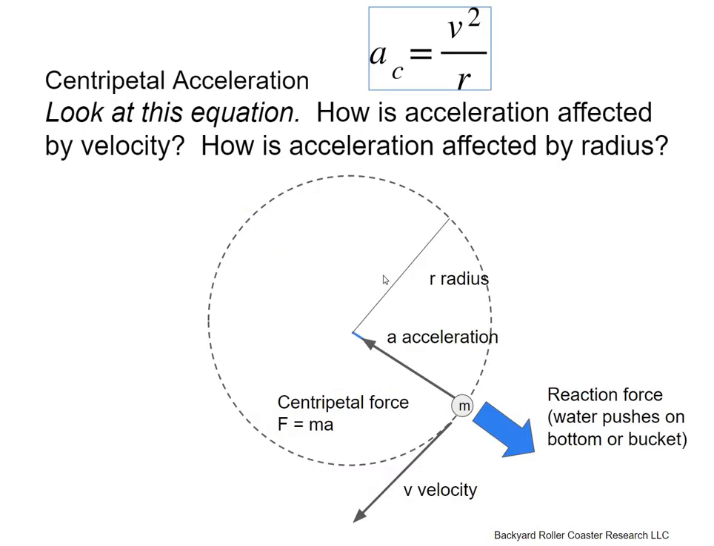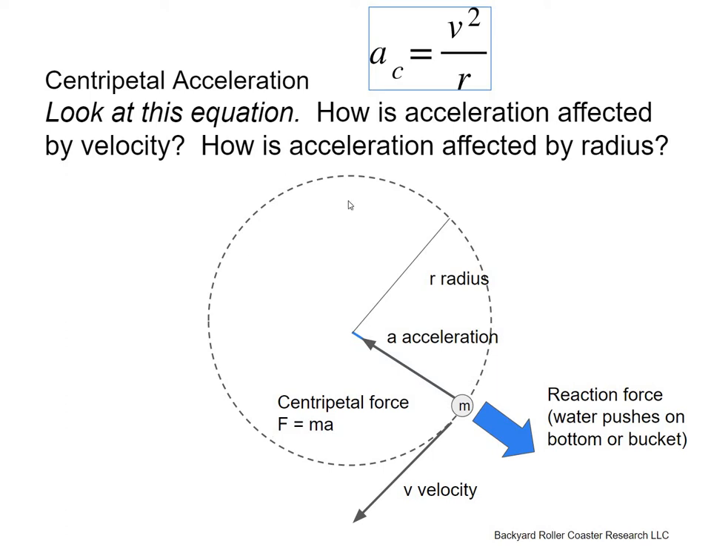And this is the equation for centripetal acceleration. Look at this equation. Acceleration is toward the center of the circle that you're traveling on. So acceleration is in this direction, upwards toward the center of the circle, and the reaction force, which is you pushing on the roller coaster, goes in the opposite direction.